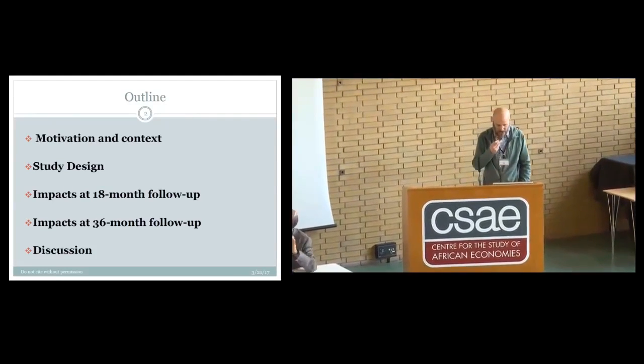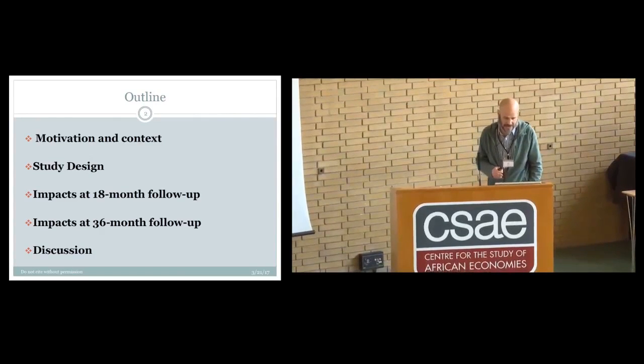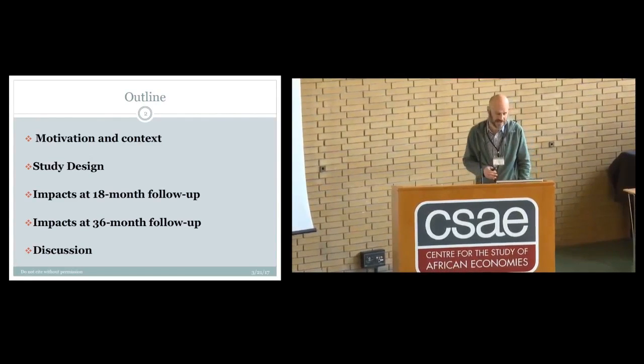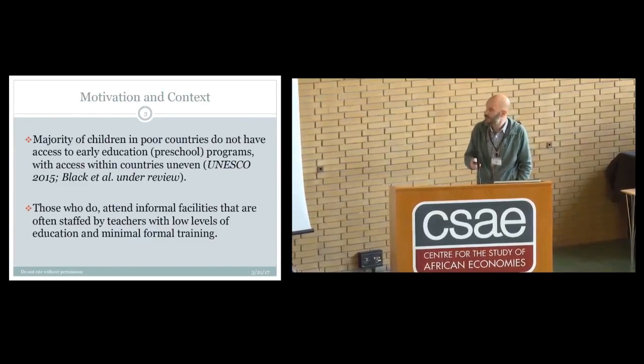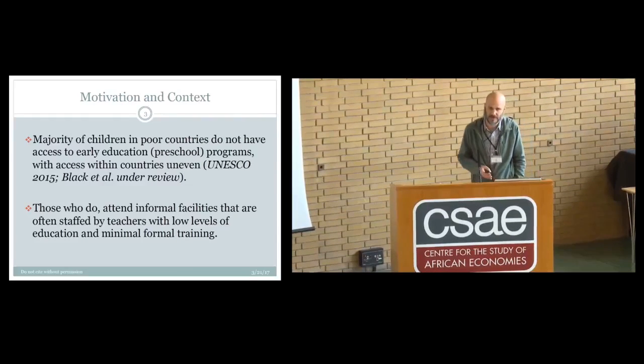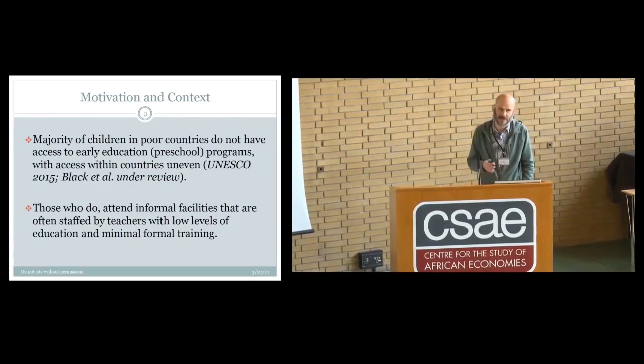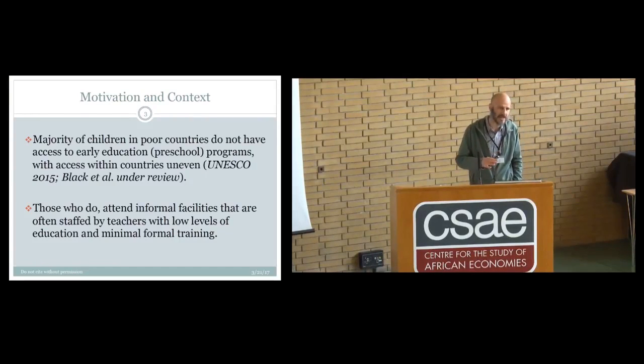So I'm going to quickly go over this RCT that we ran in Malawi in informal childcare centers. The majority of children in poor countries do not really have access to early education programs. And even in countries where there is some kind of community-based or formal or informal preschools, the access rates are really varied. Richer people, mainly in countries like Malawi, opt out of the public sector and then they might go to some private sector options.